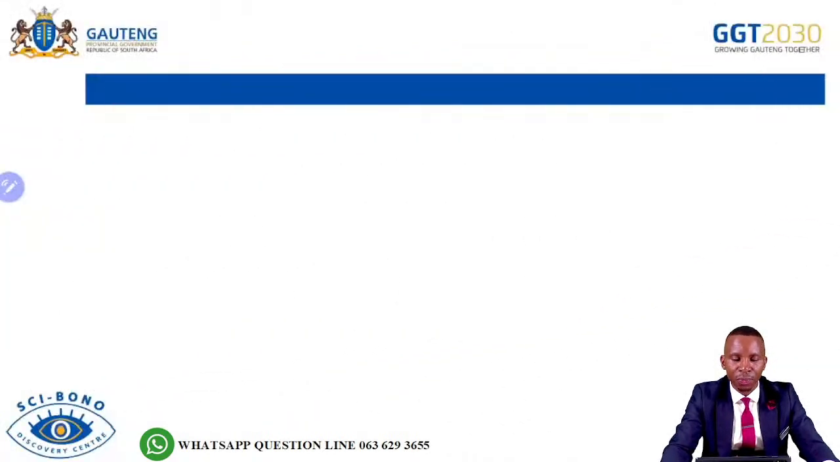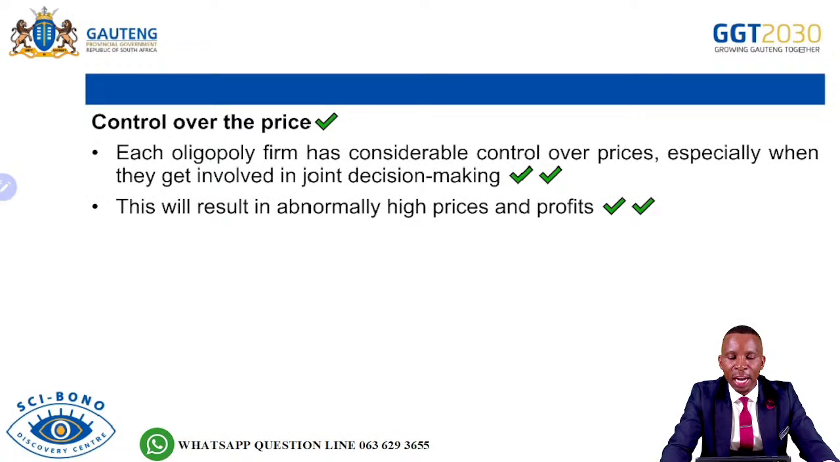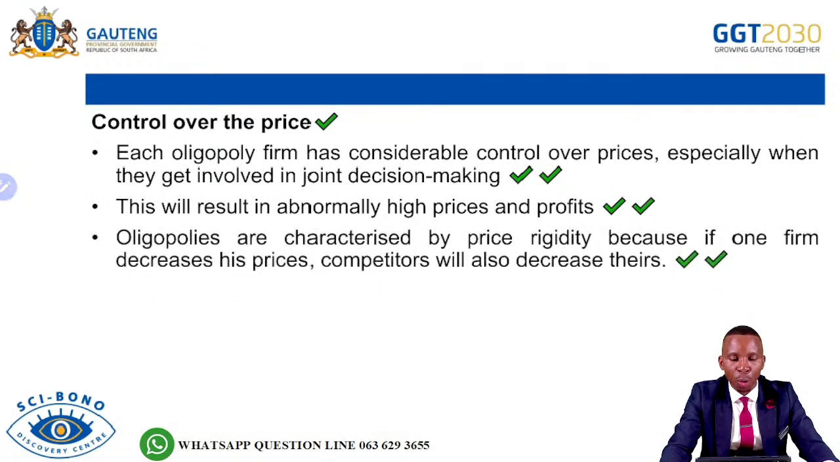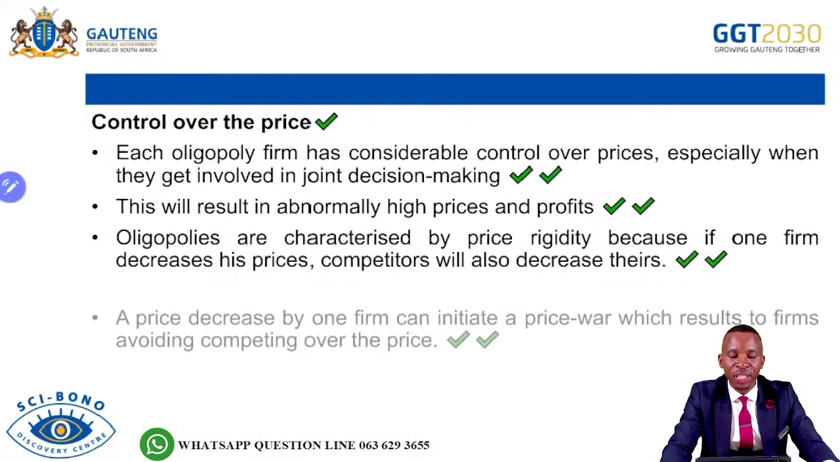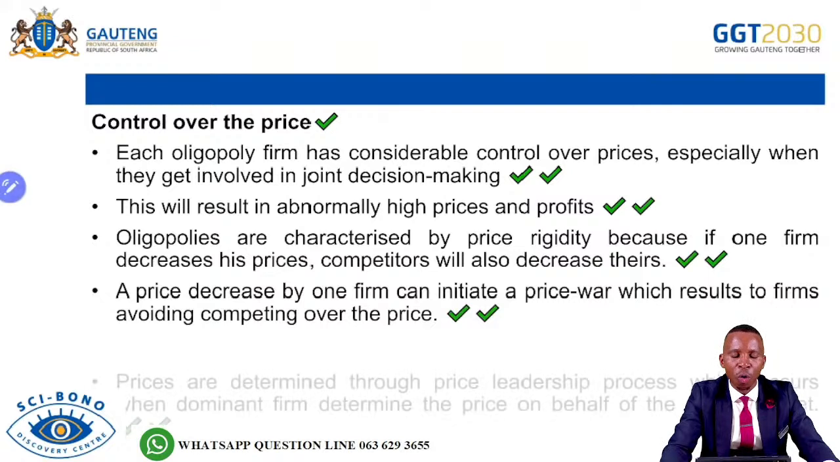And then we continue. Under oligopoly, control over the price. Each oligopoly firm has considerable control over the price, especially when they are involved in joint decision making. This will result in abnormally high prices and profits. Oligopolies are characterized by price rigidity because if one firm decreases its price, competitors will also decrease their price to avoid losing their market shares, which creates the bottom segment of the demand curve. A price decrease by one firm can initiate a price war, which results in firms avoiding competing over the price.